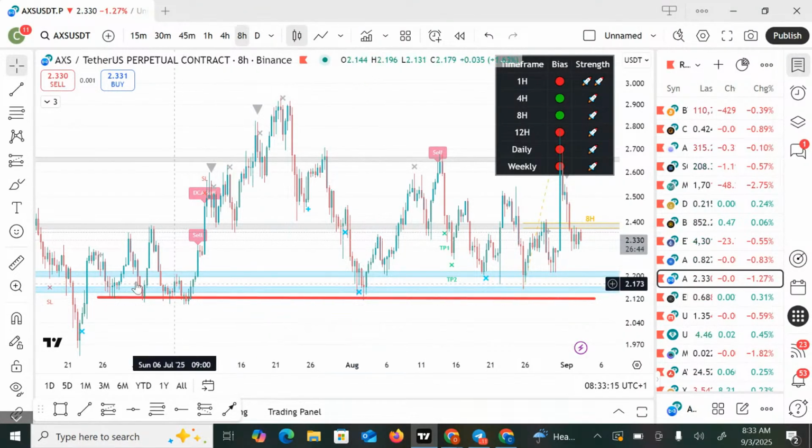So this, in conclusion, shows that this place is a support, because each time the market gets here, it goes back up. Each time the market gets here, it goes back up. And each time the market gets here, it goes back up.